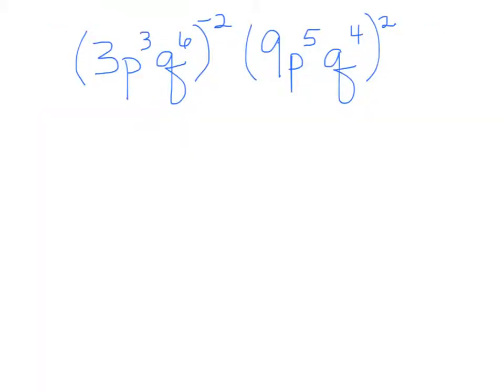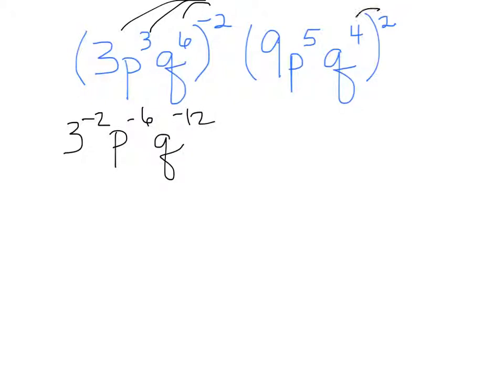So these are our monomials. And the first thing you want to do is get rid of parentheses. And the way you're going to do that is distribute that negative 2 in. So you're going to give the negative 2 to each base. So you're going to give it to the p, the q, and the 3. And remember, we multiply it in.